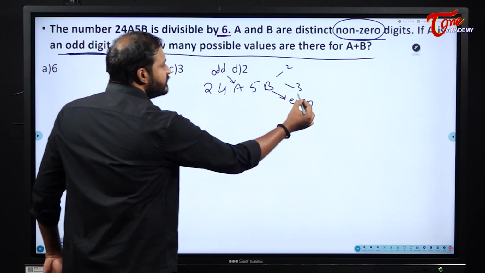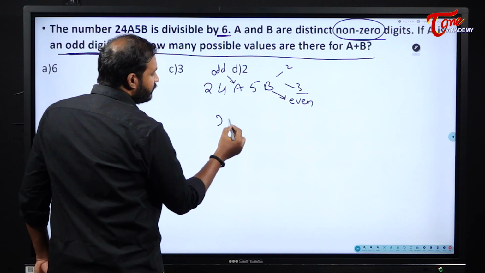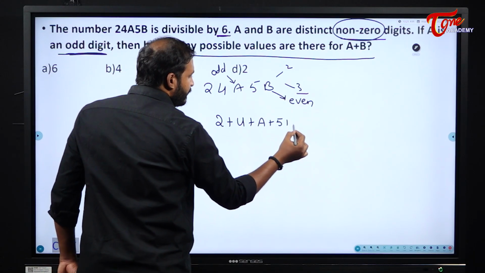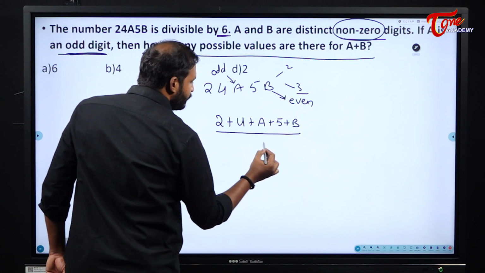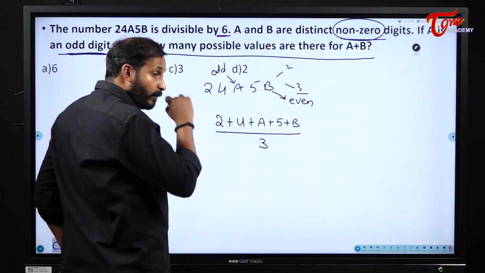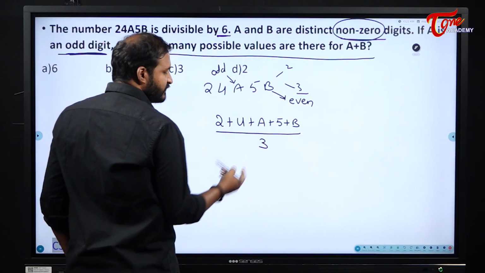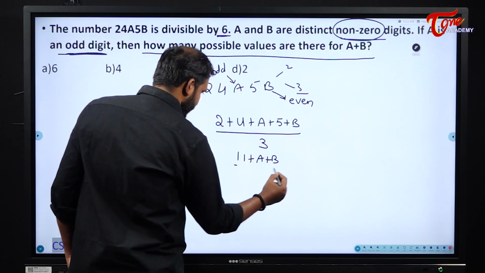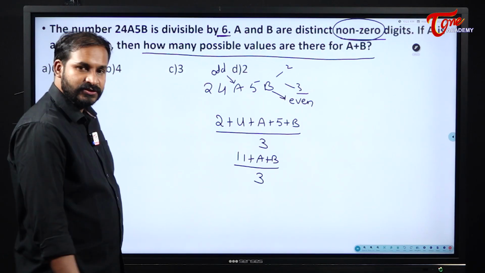Now we will check with the divisibility rule of 3. What does the divisibility rule of 3 say? 2 plus 4 plus A plus 5 plus B should be divisible by 3. 2 plus 4, what does it become? 6. 6 plus 5, 11. So 11 plus A plus B should be divisible by 3.